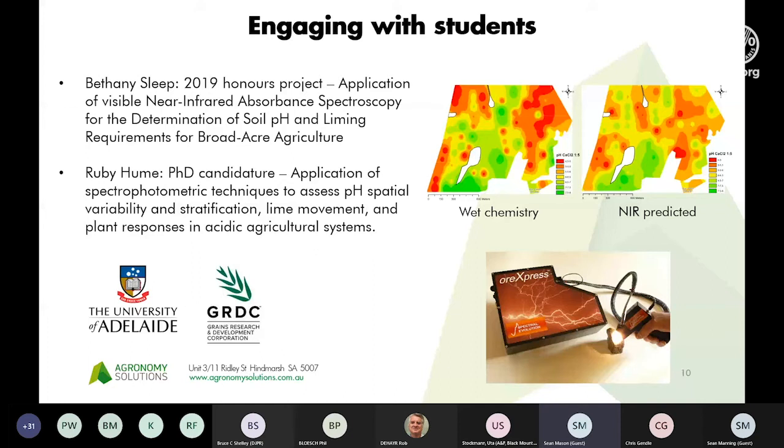Also CSIRO and Ryan looking at the carbon fraction stuff. We're very keen in that space as well, just trying to give better interpretation to the carbon stuff that we're finding in the soil. So that was all, Rob.